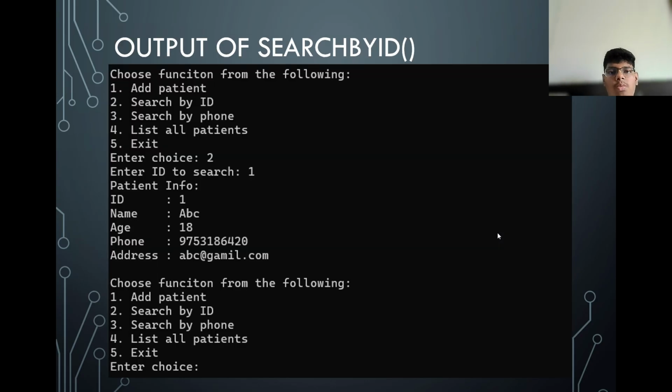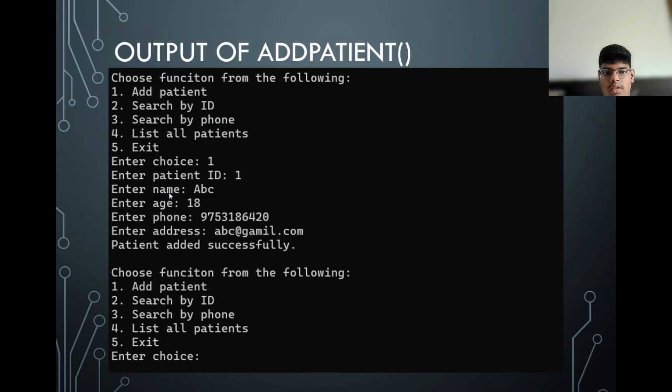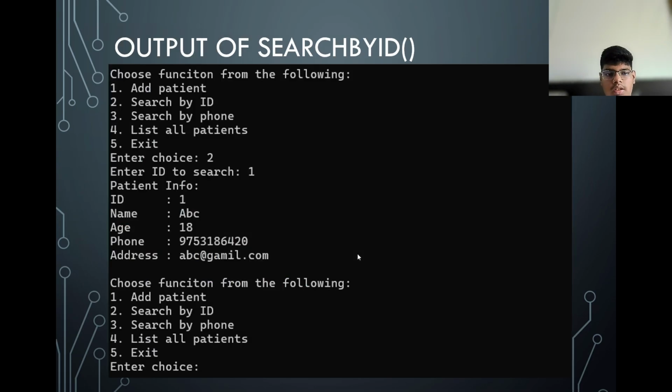So this is how the output will look like from search by ID. We can see the menu again. This time we have taken the choice number 2, which is search by ID, and enter ID to search, which is 1. This is the same info that I have added in this slide. So this shows exactly all the information we have stored here.